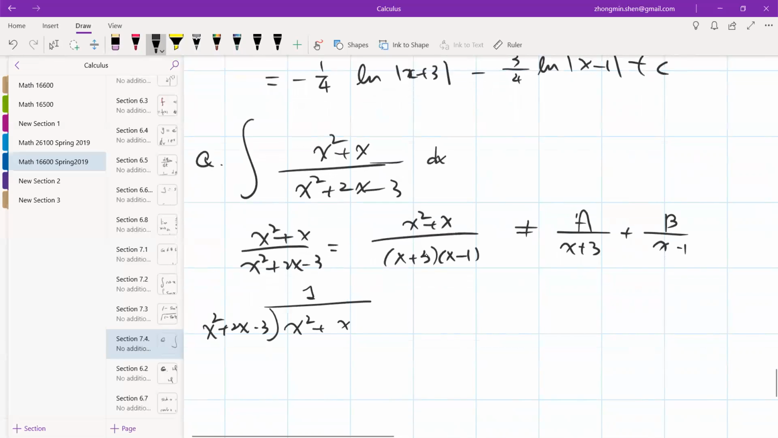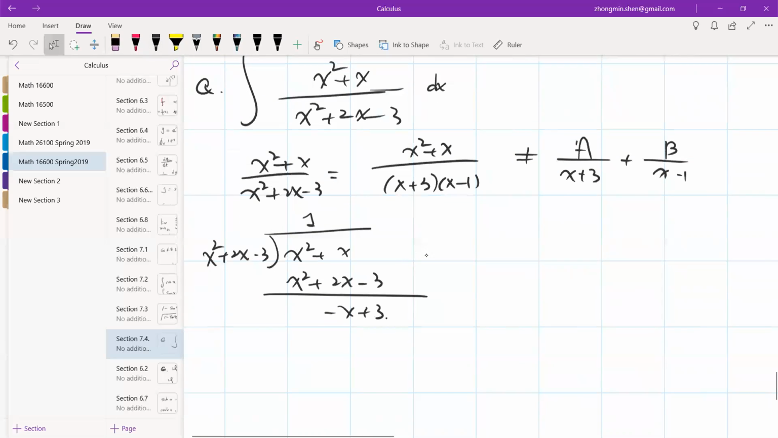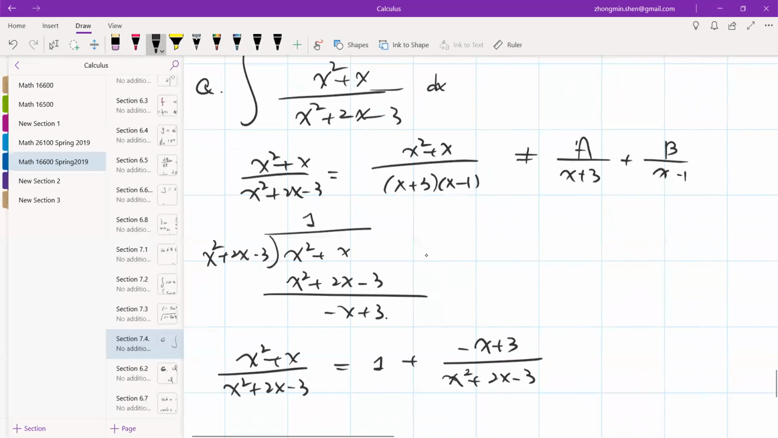I put the 1 here. So I get x squared plus 2x minus 3. I take the difference. x squared minus x squared, it's gone. x minus 2x is negative x, plus 3. That's my remainder, just like in ordinary division. So this is a remainder, and this is a quotient. The quotient is 1. So x squared plus x divided by x squared plus 2x minus 3 is going to be 1 plus the remainder divided by x squared plus 2x minus 3.